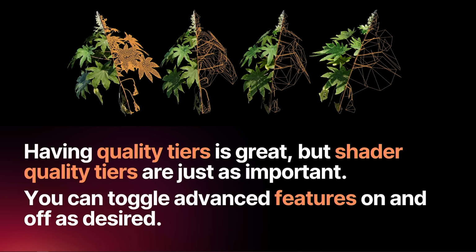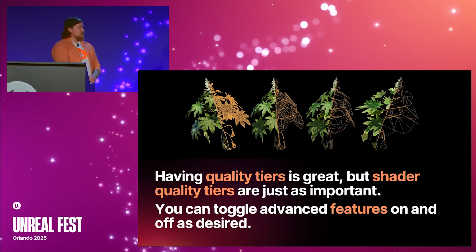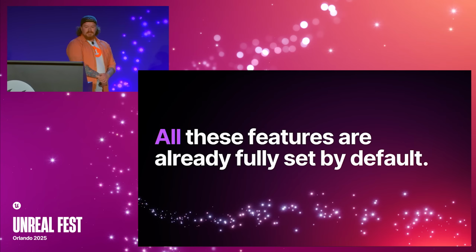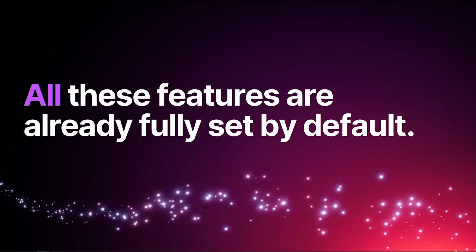On top of a reworked quality tier for the meshes, we have also put new features into the shader. You can toggle them on and off based on scalability needs. So you can basically cherry pick what you need in your shader, toggle on and off, and that's going to help with more scalability across platforms. And the good thing is, all these features are set by default by the team, so they come supplied to you on Fab.